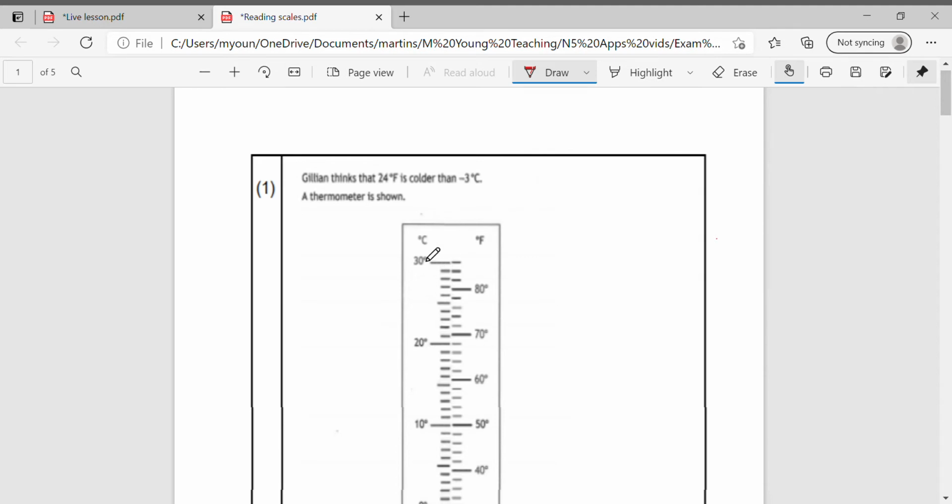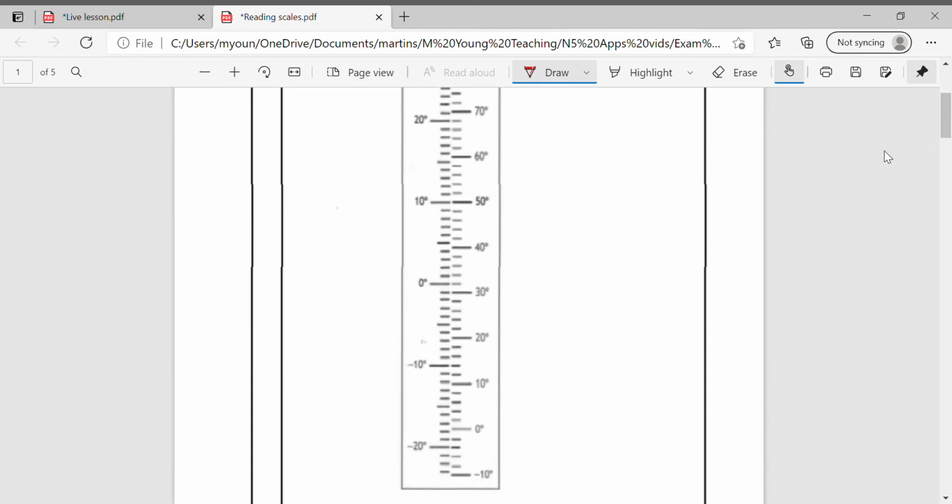So the left is degrees Celsius and the right is degrees Fahrenheit. So let's mark minus 3 degrees Celsius first. Well, we know it's going to be somewhere between 0 and minus 10. Hopefully you can see there's 10 jumps. So each of these is worth 1. So minus 3 is going to be 1, 2, 3 down. So minus 3 is here.